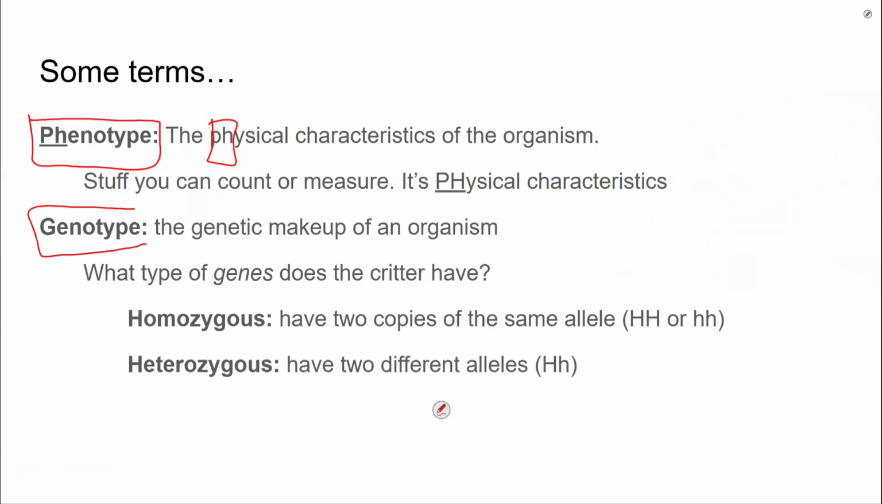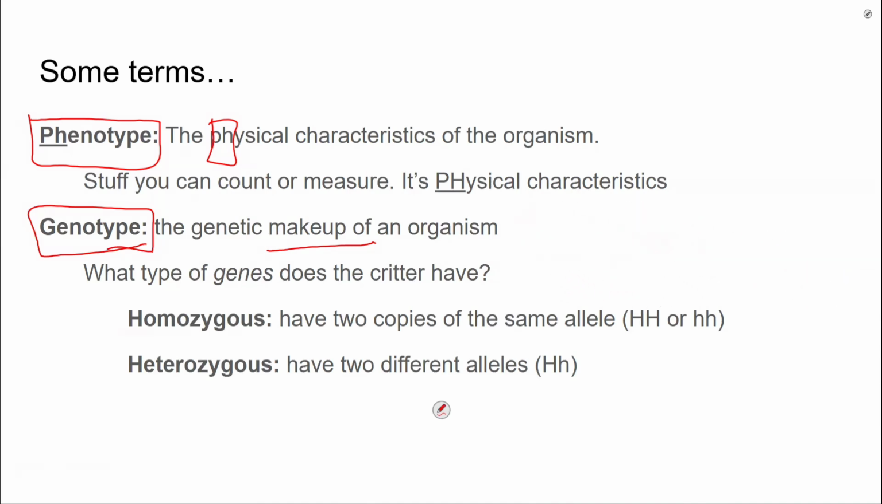The genotype then is that genetic makeup. What type of genes are present in that individual? Do we have two dominant alleles? Do we have one dominant and one recessive allele? Do we have two recessive alleles? That's the genotype. What type of genes are present in those organisms?